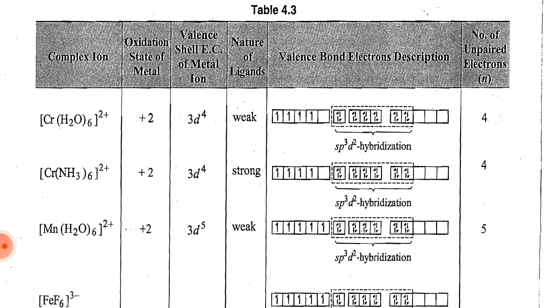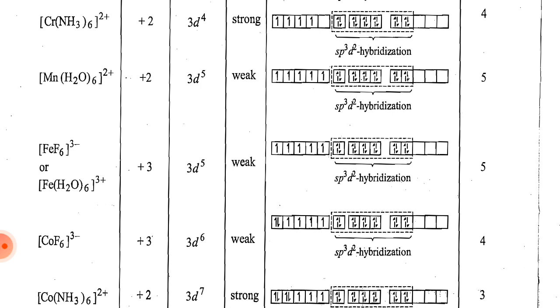Then [Mn(H2O)6]2+, the oxidation state of the metal is +2. Manganese will have 5 electrons in 3d, 3d5. H2O is a weak field ligand, so in manganese 3d5, 5 unpaired electrons will be there. H2O will share 12 electrons and form sp3d2 hybridization. So the number of unpaired electrons will be 5.